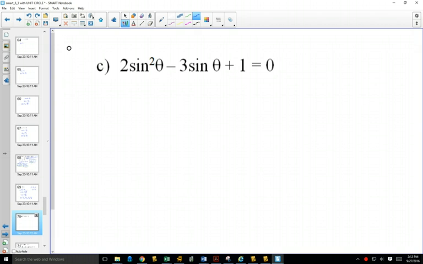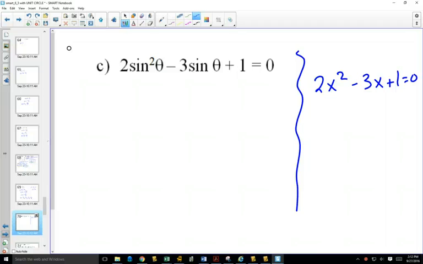Throughout grades 10 and 11, you develop different techniques for factoring. The ones where there's a number in front were always the hardest to factor. So off to the side here, I'm just going to write this with x's: 2x squared minus 3x plus 1 equals 0. If you had to factor this, this one was harder because there was a number in front of the x squared.